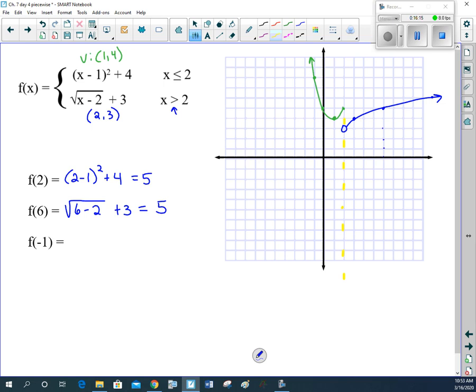Yep, it matches. And the last one, -1 is less than 2, so that's going to go -1 minus 1 squared plus 4. So -2 raised to the second power is 4, and 4 plus 4 is 8. All right, let's just see it. -1. Here's -1. 1, 2, 3, 4, 5, 6, 7, 8. It matches.